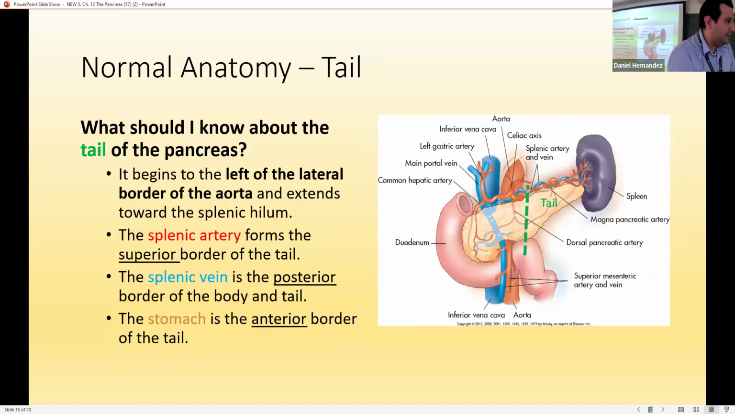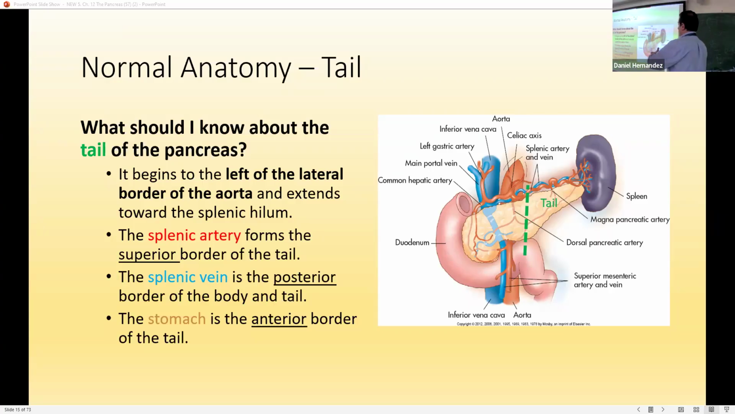Getting into the tail. The tail begins to the left of the lateral border of the aorta and extends all the way out towards the splenic hilum. The splenic artery again continues to form that superior border, and the posterior border is created by the splenic vein. The stomach again is also part of that anterior border. So that front border is created by the stomach.